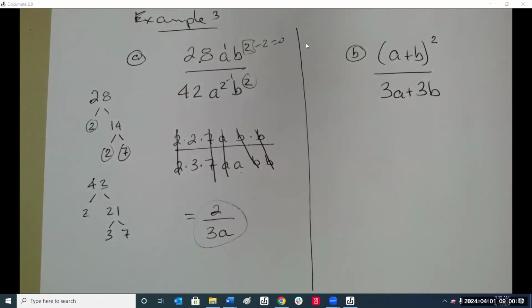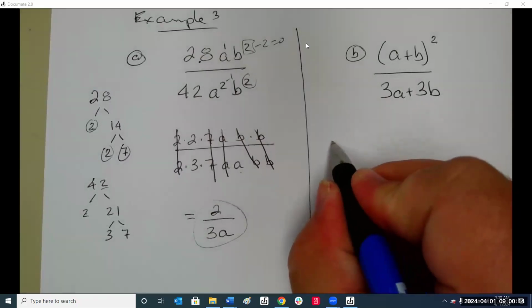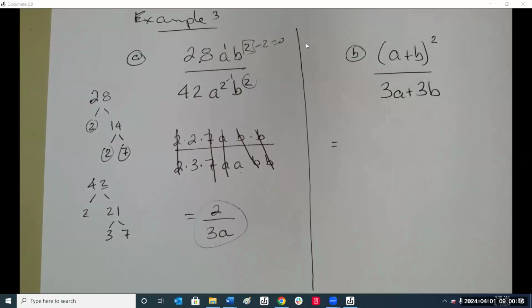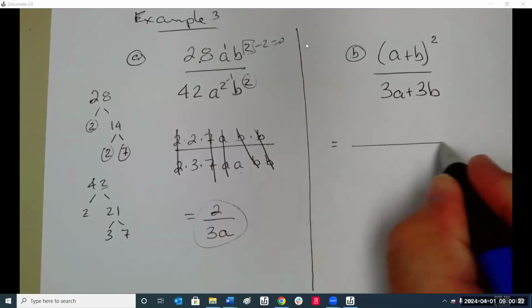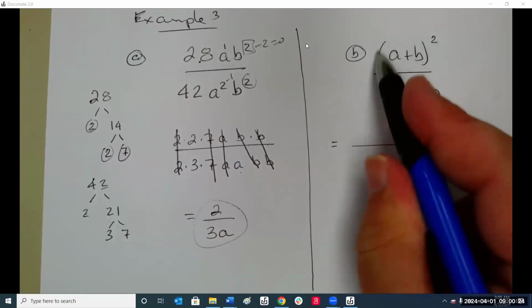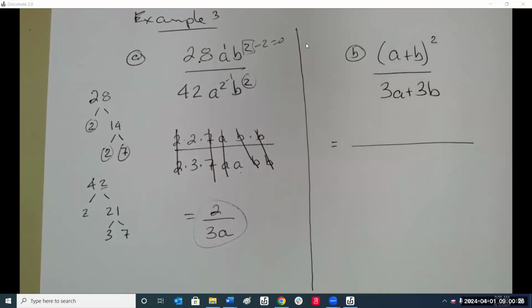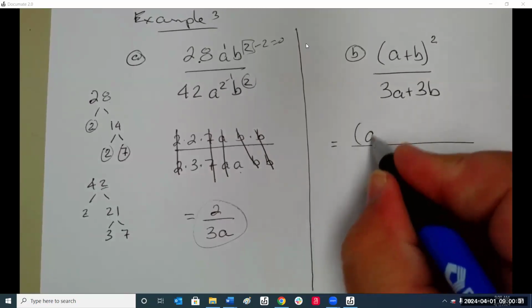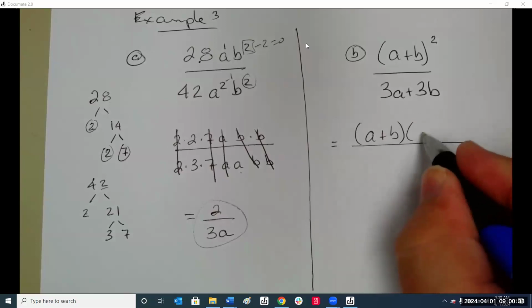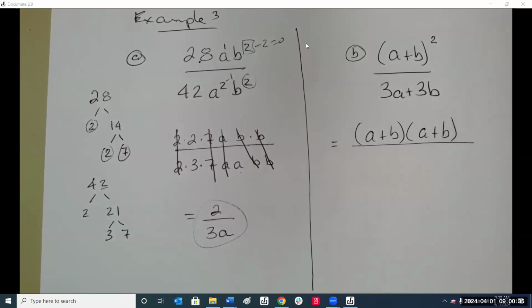How about this one? What method are we going to teach them to use here? What does this top part mean? What does that mean? There are 2 A plus B's, right? How about the bottom? What can we use there?